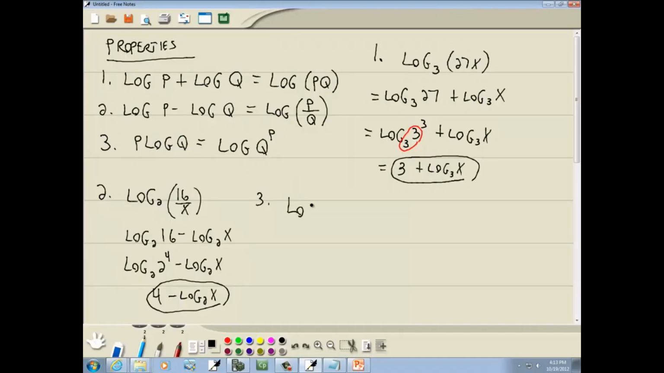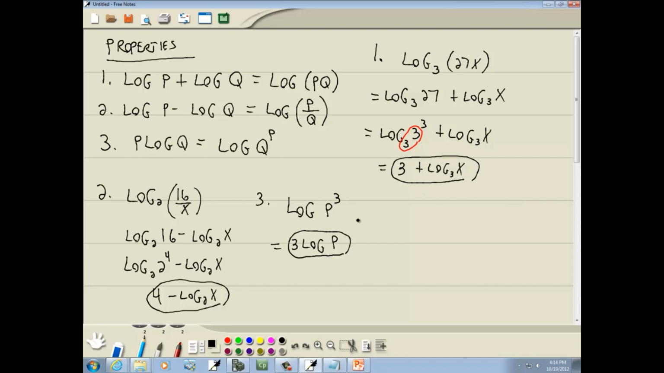In this one, we have log of p to the third. Property 3 says if you have a power, you can take that power and put it out in front of your log. So this becomes 3 log p. Now our goal on these is to get, if we can, the log x, log y, log z, whatever variable we have, by itself. So you don't want it mixed up into all this. You just want a single x here if you can, or single y, or single z, or whatever variable.